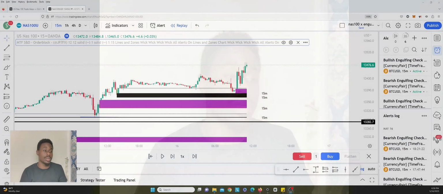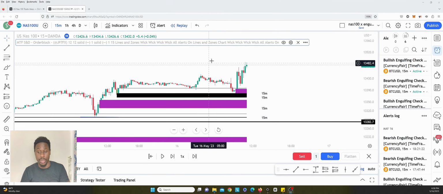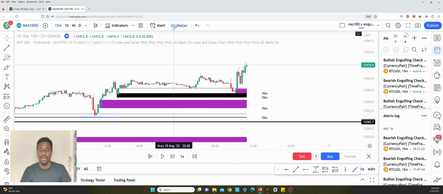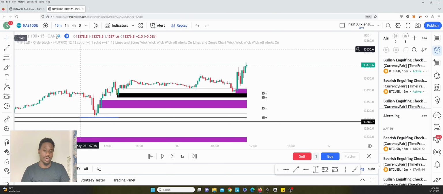Today we're going to be looking at some supply and demand zones that presented some opportunities today. I didn't make any trades on the market today, but we're going to look into this and see where we could have made some trades if it would have presented itself, right? So this is on the Nasdaq 100. I used the Oanda brokerage or data set.